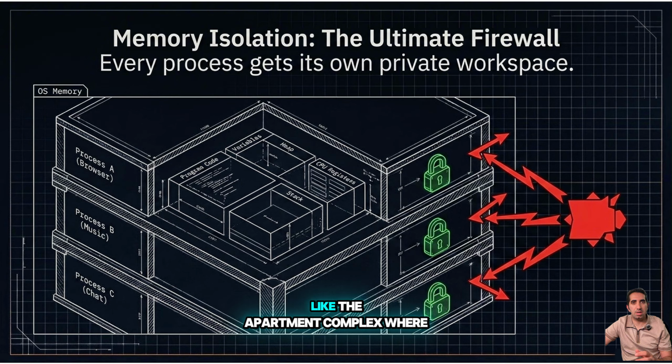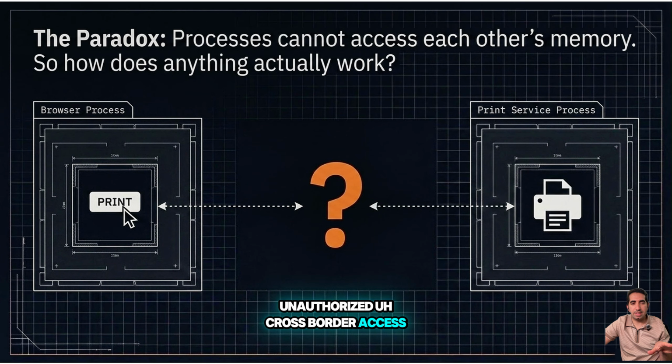So the modern OS uses memory isolation as a hardware-enforced firewall. Think of the RAM like an apartment complex where every process gets its own unit, and each process has its own private workspace containing the code, variables, heap, stack, CPU registers, and so on. Even if malware is running in the apartment next door, it doesn't have the key to your memory. The OS kernel blocks any unauthorized cross-border access.